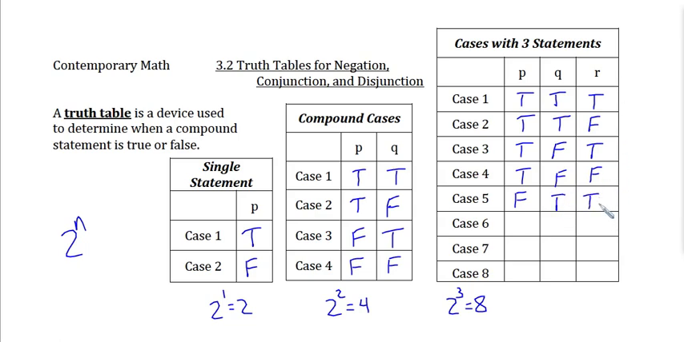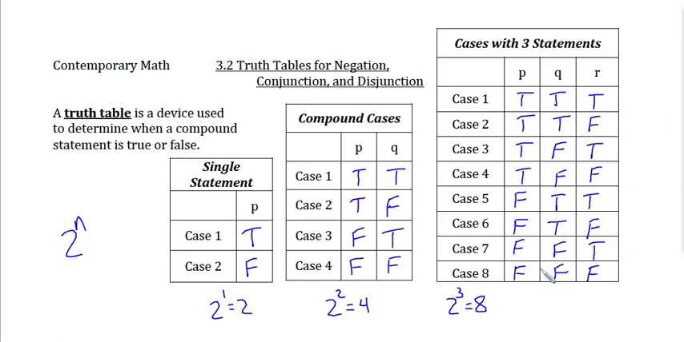So you can kind of see the pattern that we're following here. Then P is false, Q would be true, and R would be false. P would be false again. And then to make this different, Q would be false, and R would be true. And then our final case here, we would have all three falses. So let's just kind of go through and analyze.